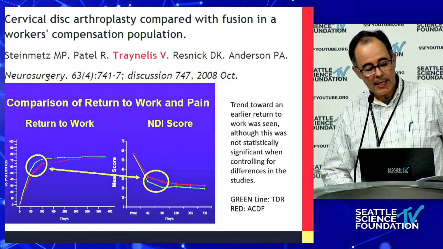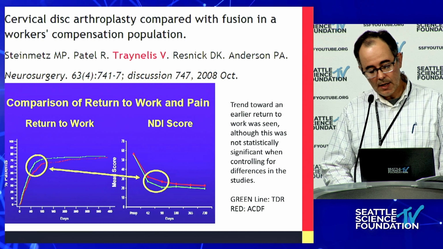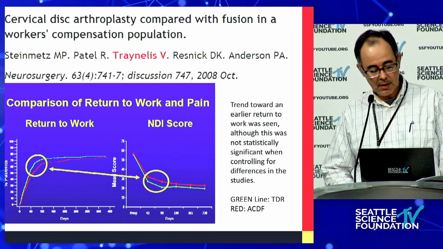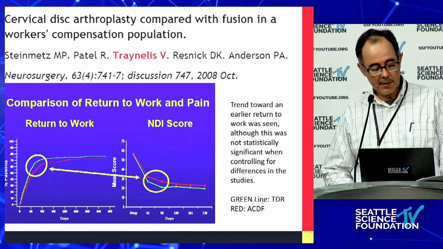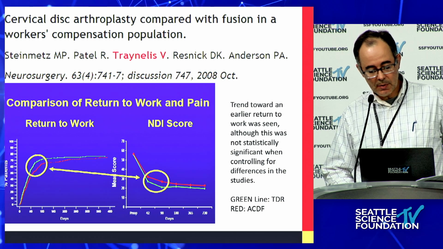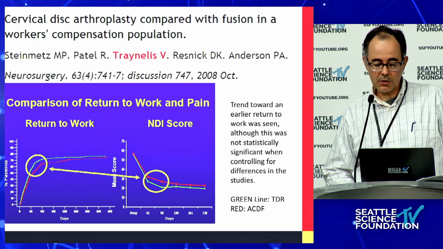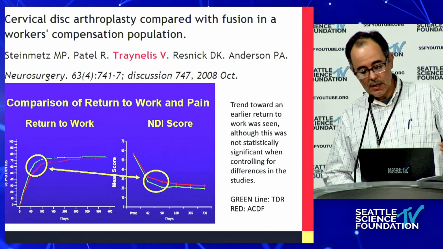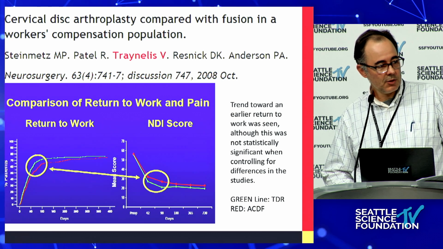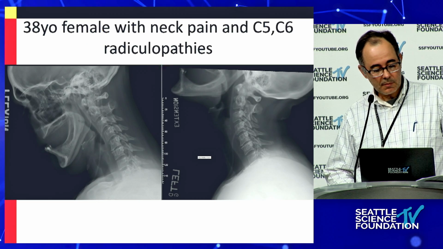When looking at the workers' comp population, there is evidence to suggest that the return to work is different in the arthroplasty group, and the neck disability index is improved in the arthroplasty group. So there was a trend towards enhanced results in arthroplasty, even in this difficult to treat population.